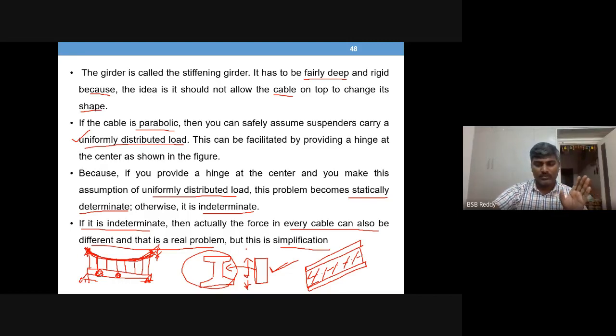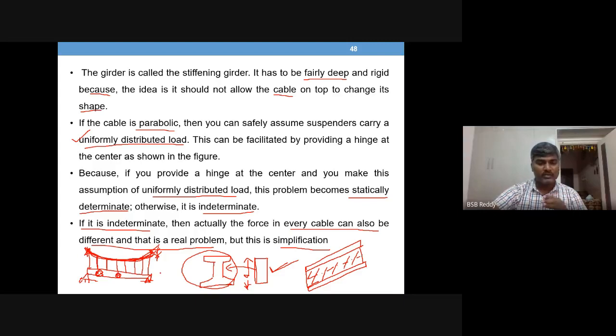Okay. So a stiffening girder is like a heavy beam. In a simple way, it is a heavy beam, very deep in nature and rigid. Why does it need to be rigid? Because to sustain the cable profile, it needs to be rigid. If it is not rigid, if it is flexible, you know that the load can change the shape of the cable. That means the cable profile depends on the load.